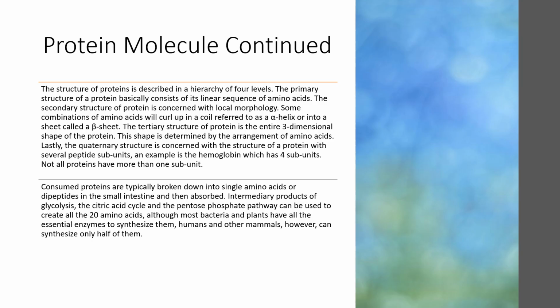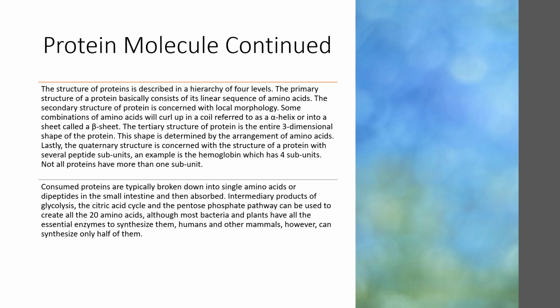The tertiary structure of a protein is the entire three-dimensional shape of the protein. This shape is determined by the arrangement of amino acids. Lastly, the quaternary structure is concerned with the structure of a protein with several peptide subunits. An example is hemoglobin, which has 4 subunits. Not all proteins have more than 1 subunit.